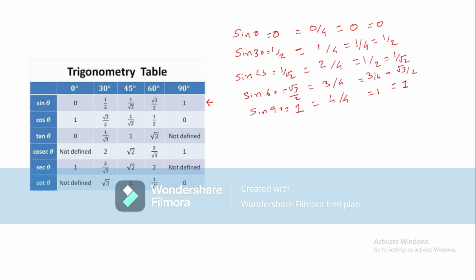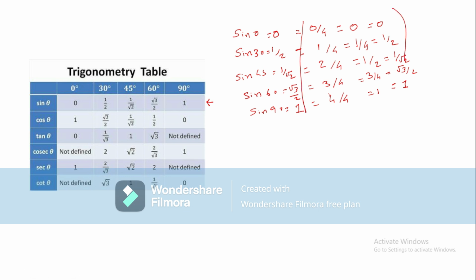Again, I'll repeat the steps. We need to write 0, 1, 2, 3 and 4. We need to divide by 4. We need to simplify the ratio, which gives 0, 1 by 4, 1 by 2, 3 by 4 and 1. We need to take the square root of these ratios, which gives 0, 1 upon 2, 1 upon under root 2, under root 3 by 2 and 1. So these are the values of sine theta that we have derived by using this method.